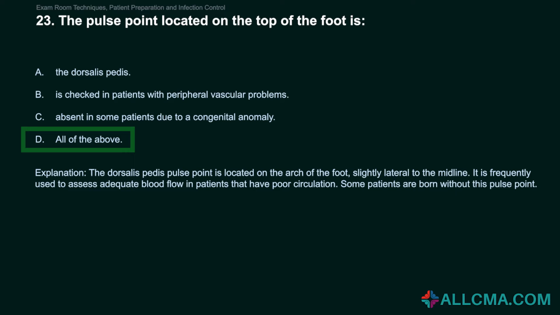The dorsalis pedis pulse point is located on the arch of the foot, slightly lateral to the midline. It is frequently used to assess adequate blood flow in patients that have poor circulation. Some patients are born without this pulse point.